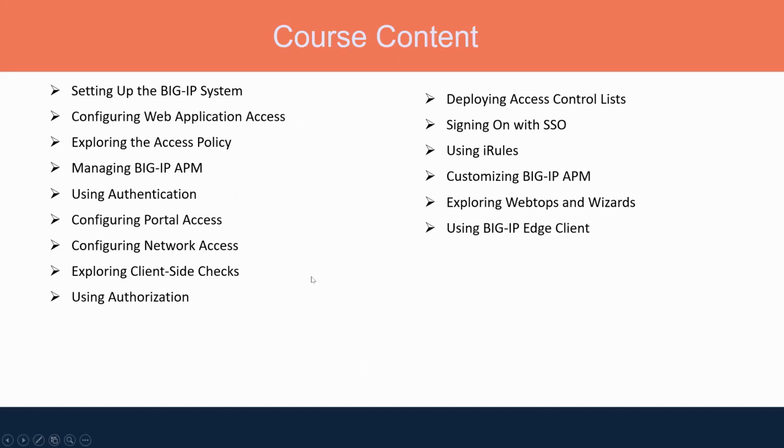Moving to next, we are going to talk here about course content. So what are we covering? We are covering here how to set up a BIG-IP system, where we would understand how you can set up your F5 devices. Then we would configure web application access. Then we would explore access policy. Then we would talk about BIG-IP APM. Here we would talk about the important files in the APM, like you know where the logs of the LTM are stored. Similarly, we are going to talk about important files, log files, and configuration files of APM.